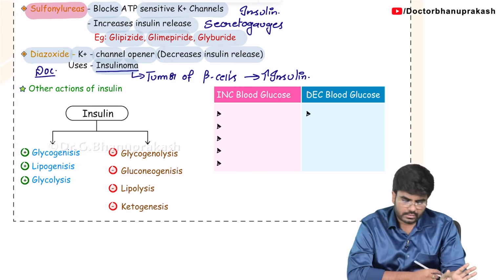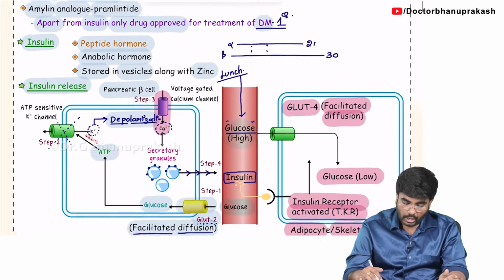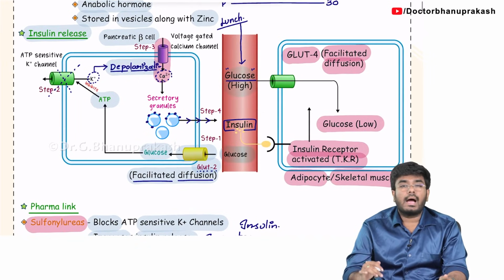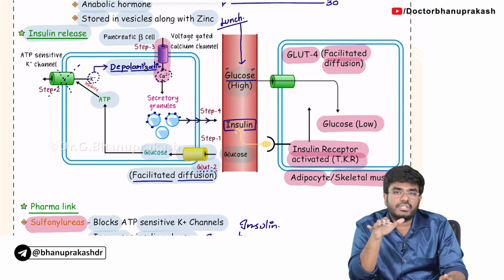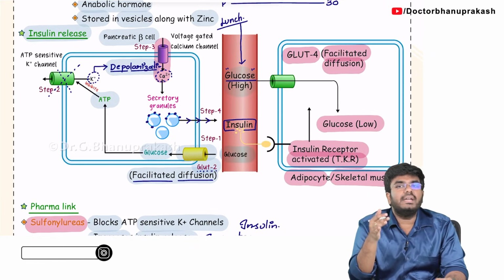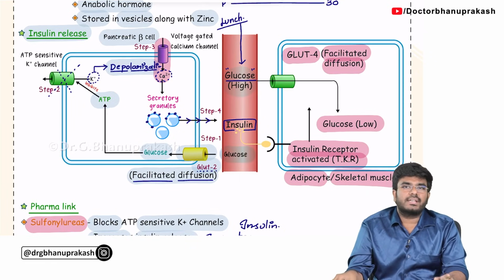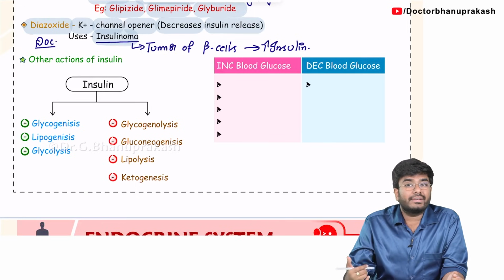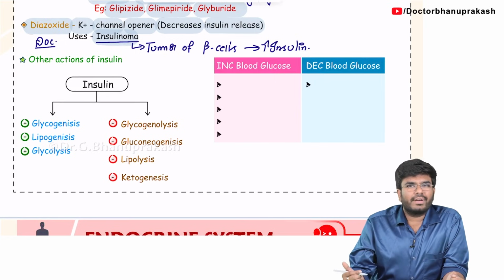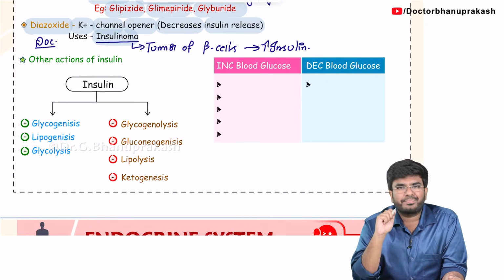Done? So with this, what we have completed is how insulin is released and what drugs can alter the insulin release, the drugs which can increase the insulin release and the drugs which can decrease it. With this, the topic of insulin secretion is completed. Now after seeing how insulin is released, let's see the different effects of insulin, how insulin is going to affect our metabolism.